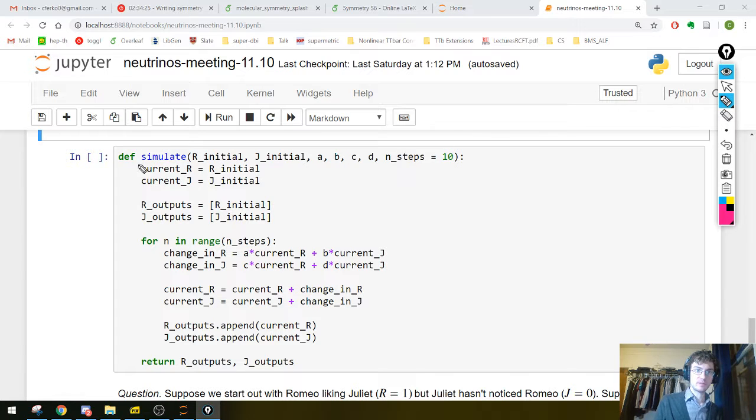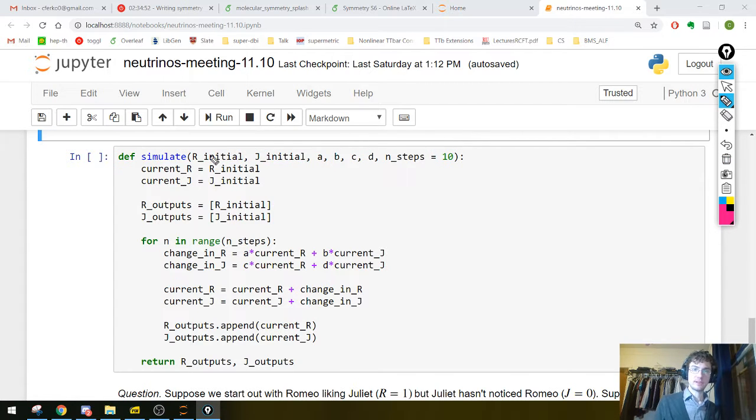So what does this do? It's a function, because I have a def. So that means Python will run this code whenever I say simulate. What do I have to hand the function? I hand the function R_initial, which is how much Romeo likes Juliet at the beginning, J_initial, which is how much Juliet likes Romeo at the beginning, and then those 4 numbers A, B, C, and D. And then I could tell it how many time steps to run for, but this means it'll default to 10 if I don't tell it anything.